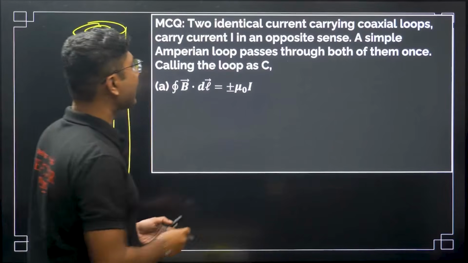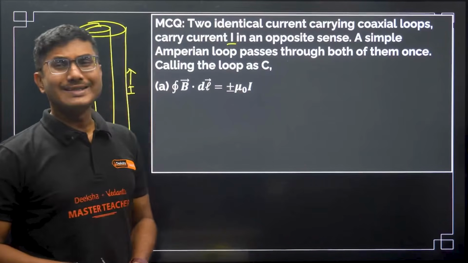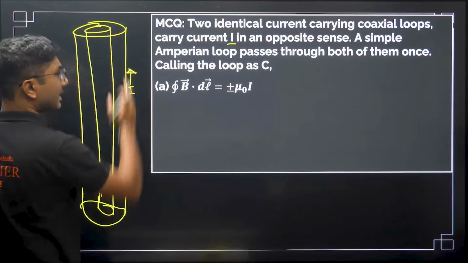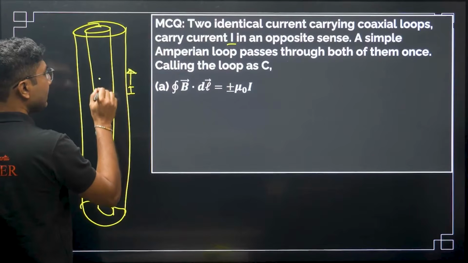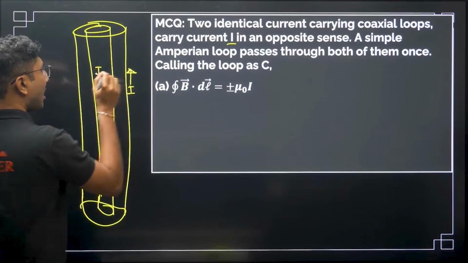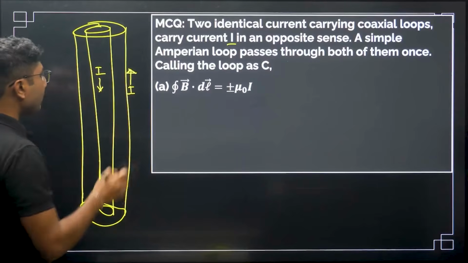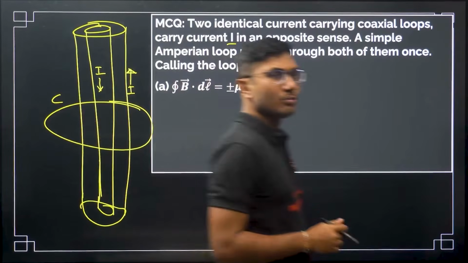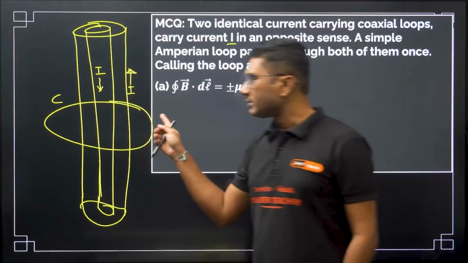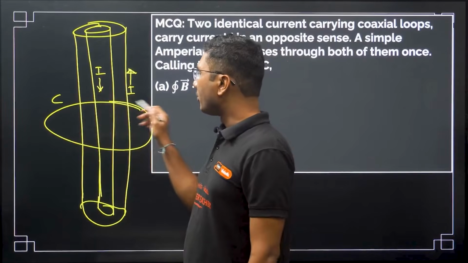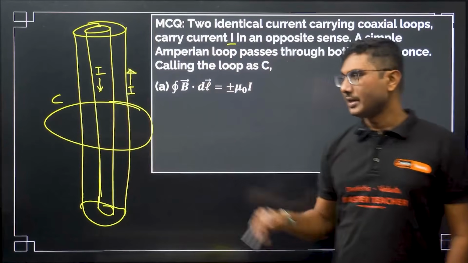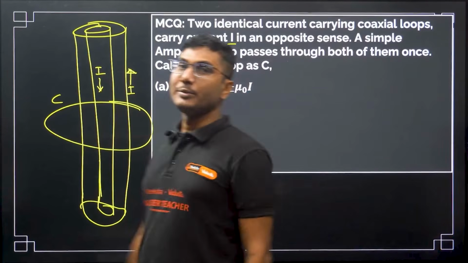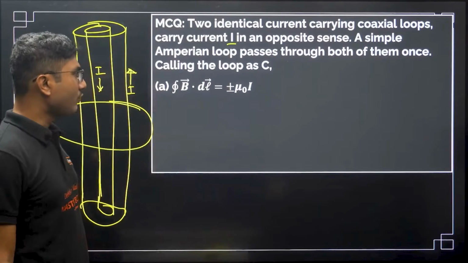It says that they carry current I in an opposite sense. What is the meaning of opposite sense? If the outside one carries a current in the upward direction, then the inside one will carry a current in the downward direction. Now if you construct a simple Amperian loop which passes through both of them only once, once through the outer one and once through the inner one, like this. There is no complicated Amperian loop, it's a simple Amperian loop. Now what will be the formula for this? That you have to find.